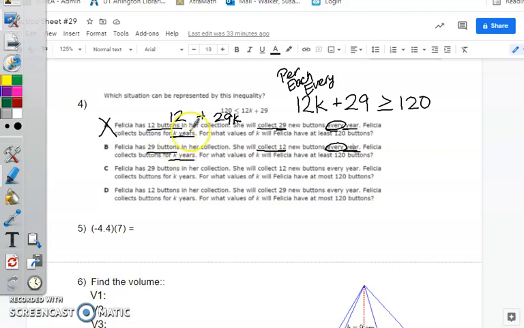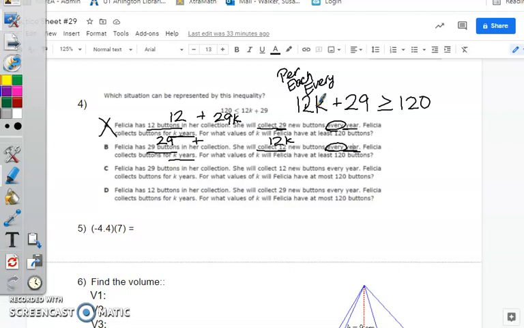So far, these are very similar problems, guys. 29 buttons plus 12 buttons every year. So 12K. So that's basically the same thing here, okay? It's no different than 12 plus 29, 29 plus 12. Even though I can't combine these, it's just a commutative property there, okay? But you cannot combine 12 with 29 here because it's not 12, it's 12K.